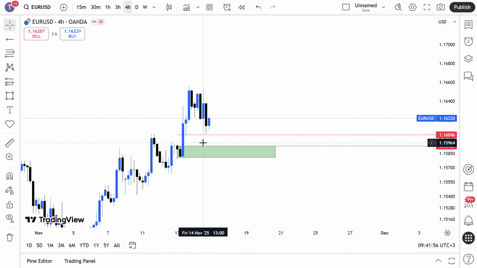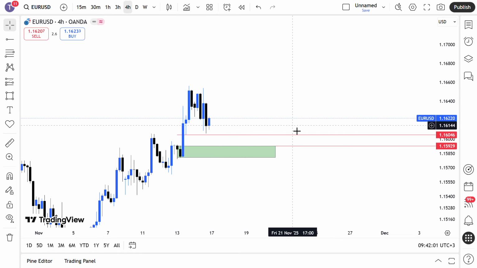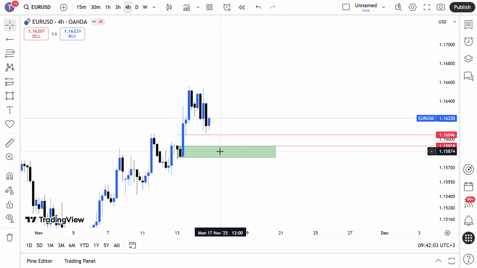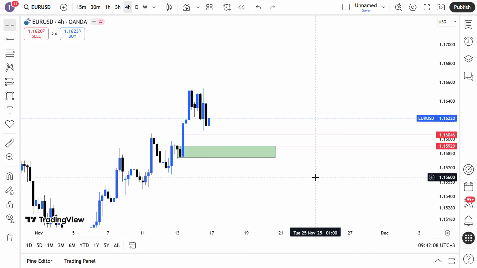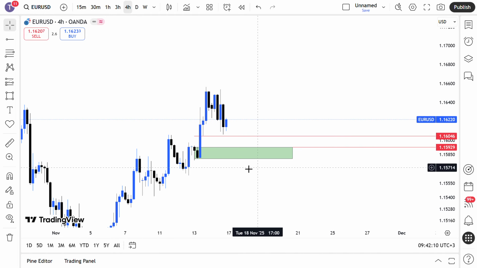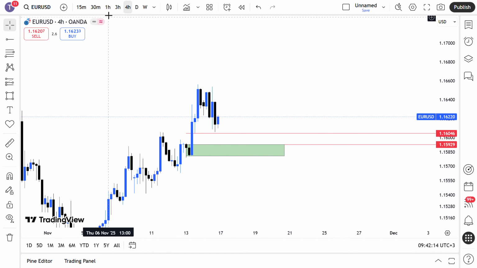I want to see this fair value gap being filled out, and then to look for a reaction to have my entries to the upside. So I want to see a liquidity area where the market can take some liquidity before moving to the upside. So I'll drop down into the lower time frame.